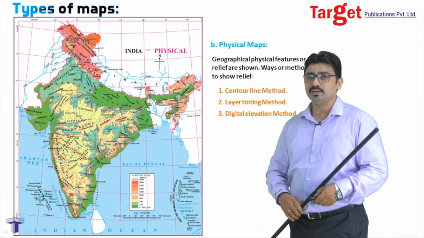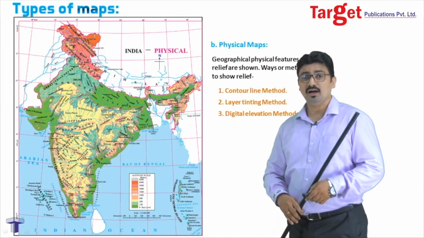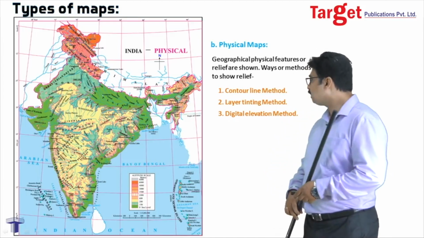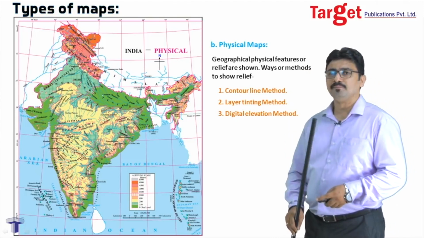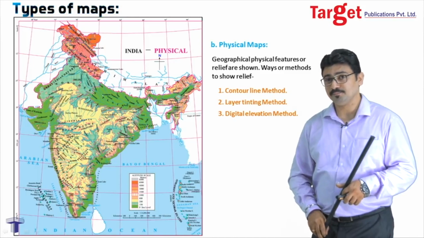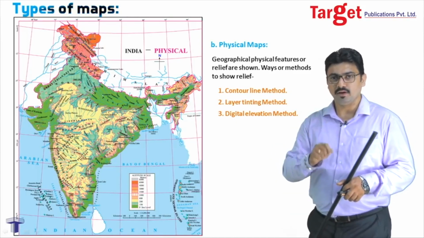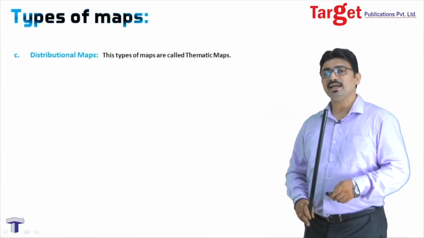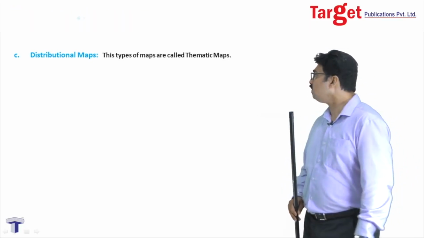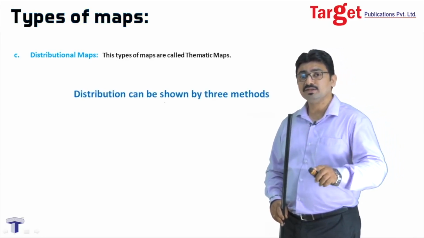Apart from these two methods, there is another method which is also used to understand the relief or the slope or the different physiographic features of a region. That method is known as digital elevation method. Now, digital elevation method is a method which uses latest technology. It uses computers and it shades the region accordingly. Alright. So, with these three methods, we can understand the relief features, the physiographic features of a region. Apart from these theme related maps, there are something known as distributional maps.